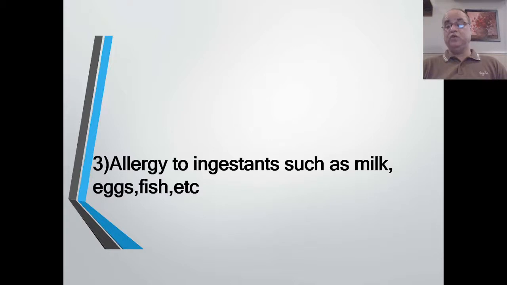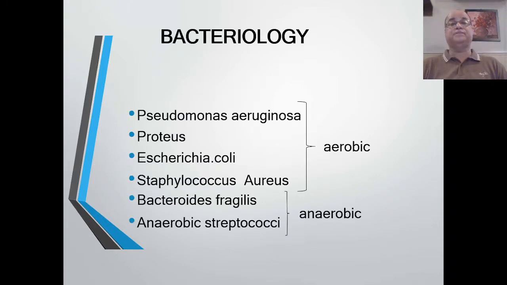And in children, we know that the Eustachian tube is more horizontal, it is wider, and the isthmus is not that well developed. Then the patient can be allergic to ingestants as well, like milk, eggs, fish, which can lead to repeated infections. A mixed flora is involved, including aerobic bacteria and anaerobes: Pseudomonas, Proteus, E. coli, Staph aureus, and anaerobes including bacteroides and anaerobic streptococci.